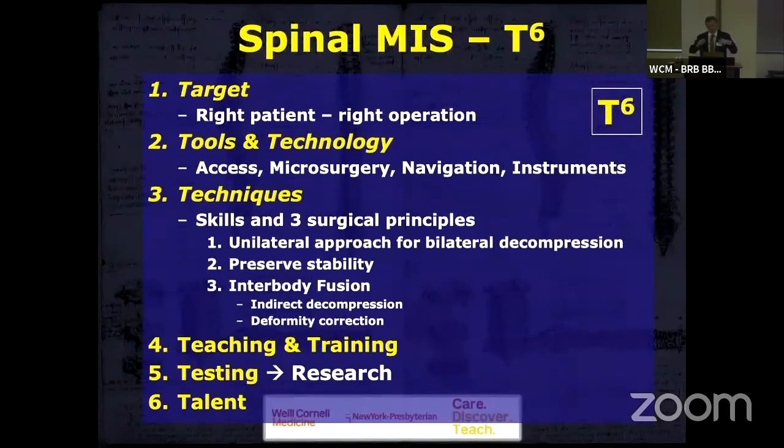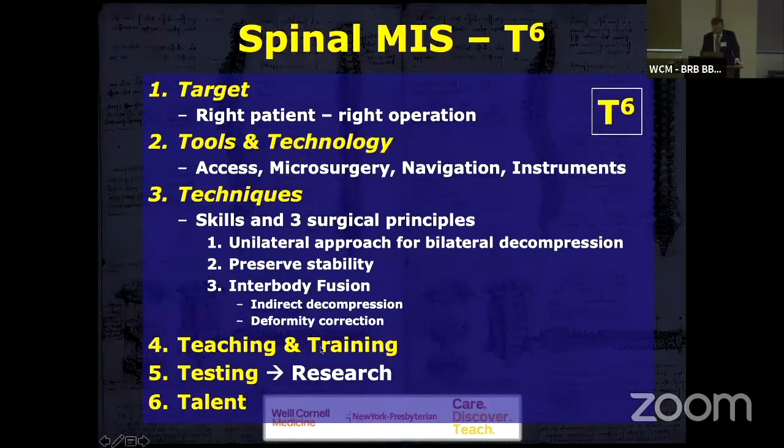So the idea is that you don't have to open both sides. You go in from one side, you go over the top, you do bilateral decompression. That's an MIS principle that comes up all the time. Together with that comes the fact that by doing that, you preserve stability, and that means that you do less fusion surgery. You can do a decompression, and you frequently don't have to do a fusion because patients don't develop instability based on the surgical approach. And then finally, interbody fusion, and there are two surgical ideas associated with that. One is indirect decompression, and the other one is deformity correction.